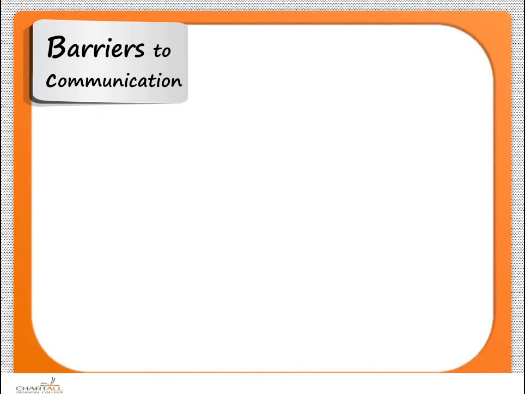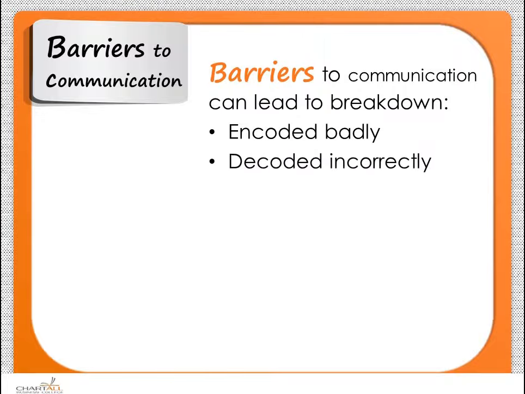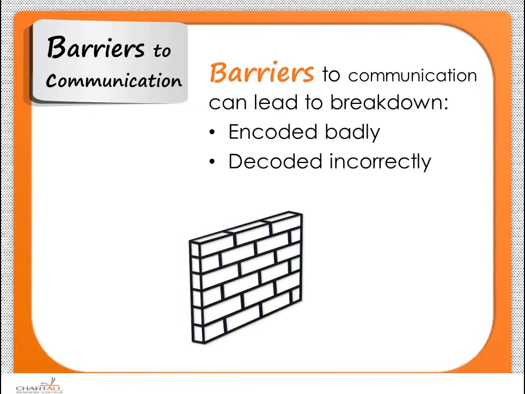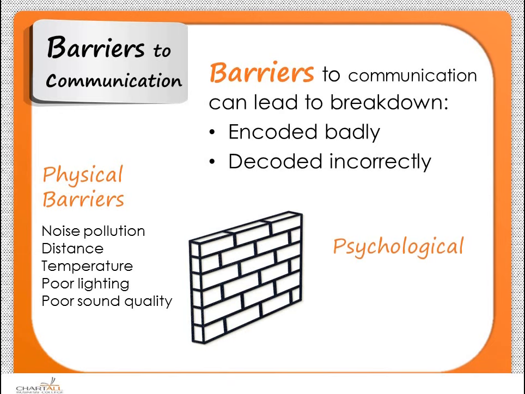So there are some barriers to communication. The sender and receiver can both experience problems with encoding and decoding messages, and this can lead to breakdown in communication. Either the message is encoded badly, or the message was received incorrectly, or maybe both, or there was some external factor like noise, or there was some mental factor like someone was angry and they weren't listening. And those we would call psychological factors.